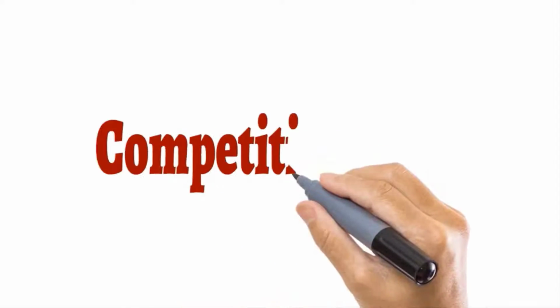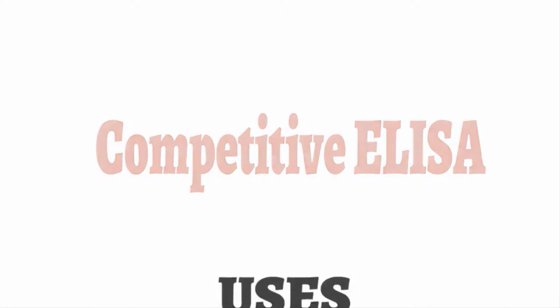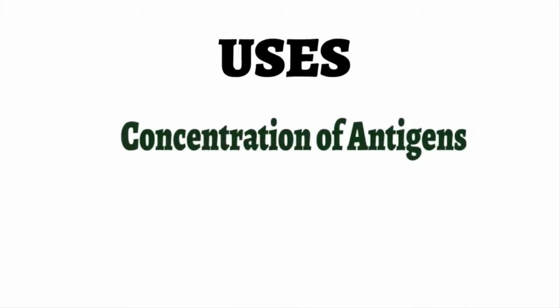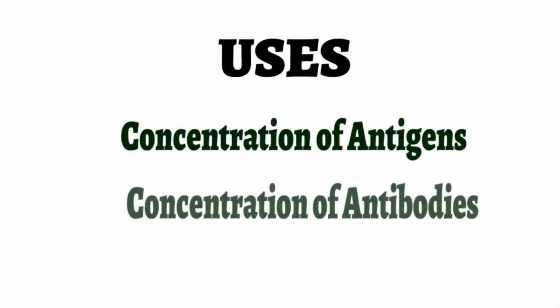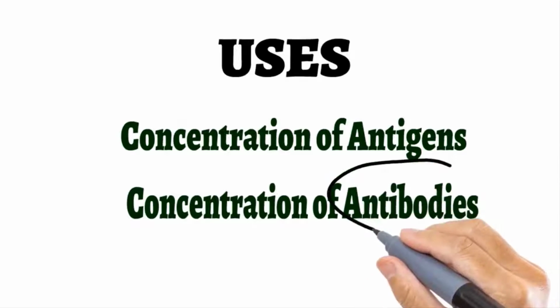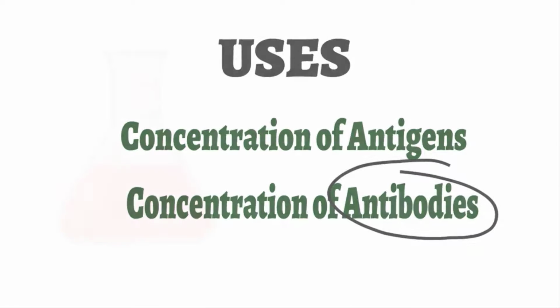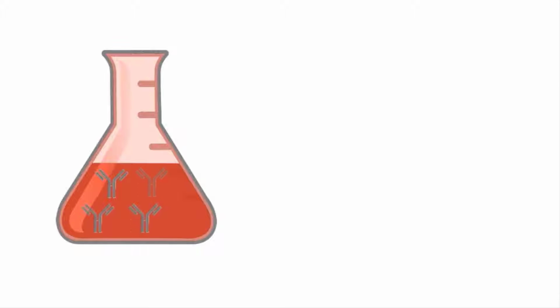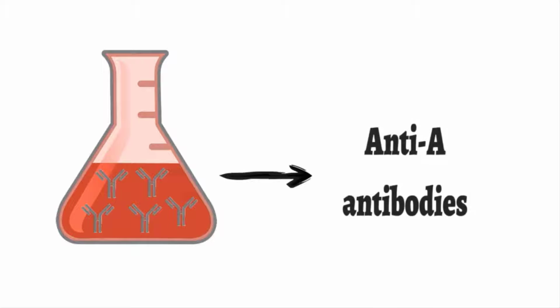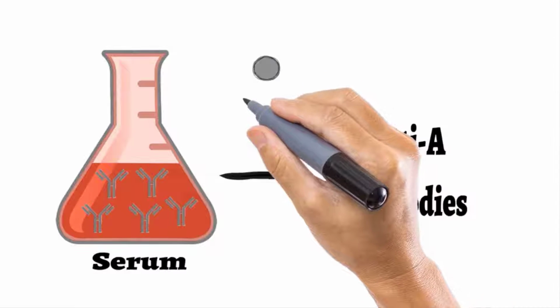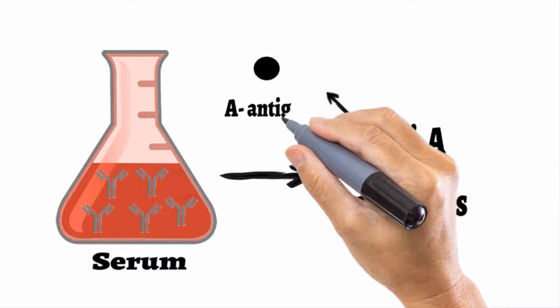Hello friends, today we are going to discuss competitive ELISA. Competitive ELISA is used to determine the concentration of either antigen or antibodies present in a particular sample. Let us discuss how this technique is used to determine the concentration of antibody. Suppose we have to determine the concentration of anti-A antibodies from a serum sample, that is, the antibodies which specifically bind to the A antigen.